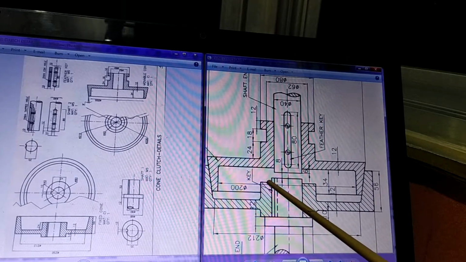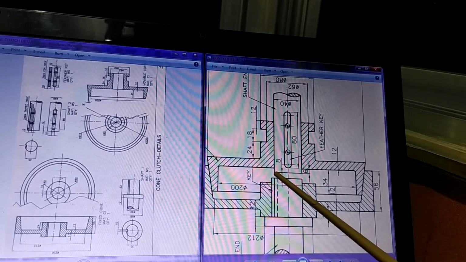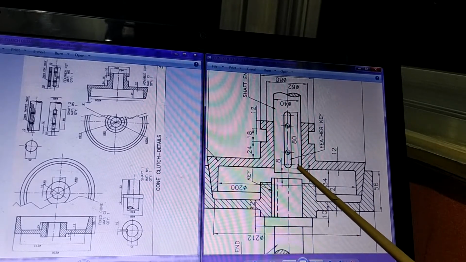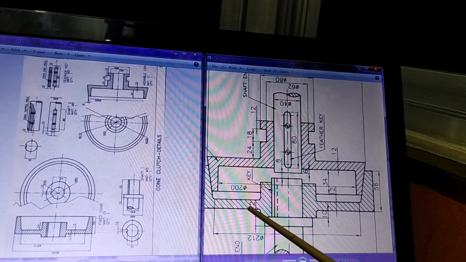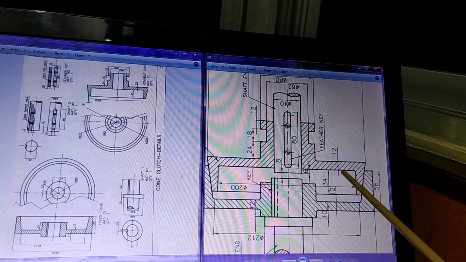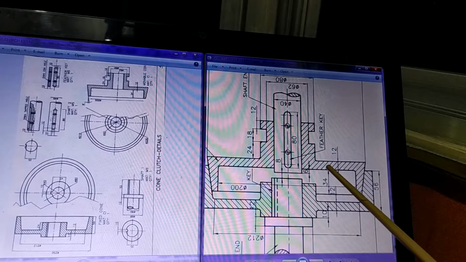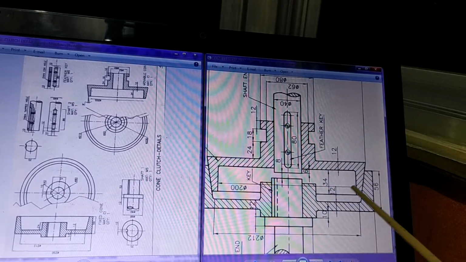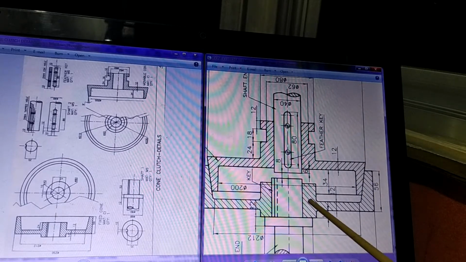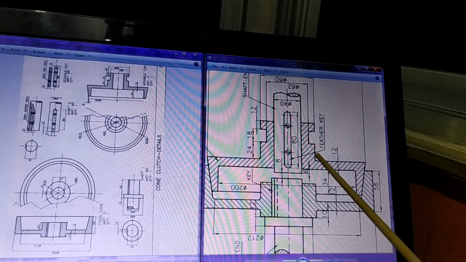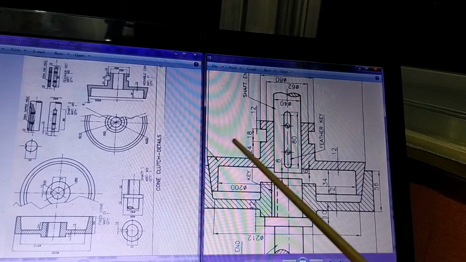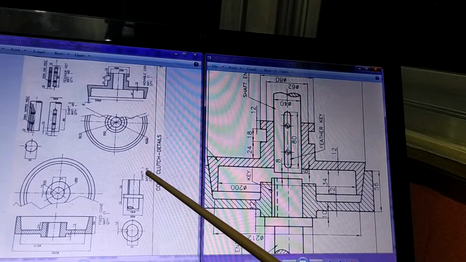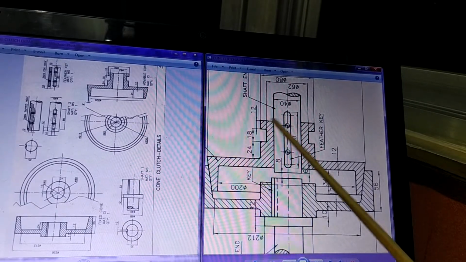But here it is shown for a certain reason. The reason is purely academic. This particular drawing will be used as an exercise for the students, so that the students will be able to read this drawing and understand this assembly, and then the students will be asked to draw the detailed drawing. That means the question will be this and the answer will be this.